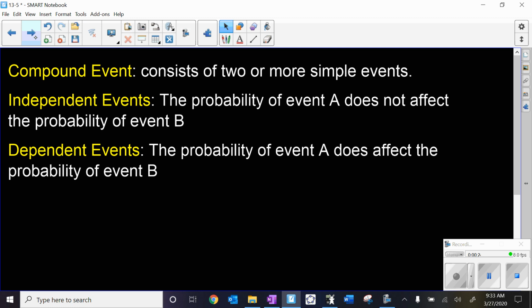Well, first thing, we have compound events, so we're dealing with two or more simple events. Independent events are where the probability of your first event does not affect the second event. And then dependent is where if I do have the probability of the first event, that will affect the second one. So independent is where they aren't affected by each other. Dependent is where the first one will affect the second one.